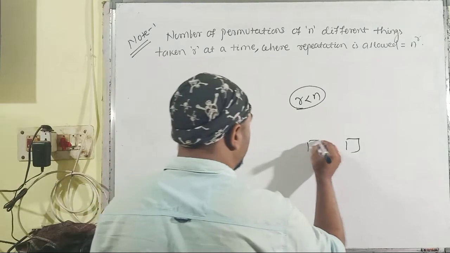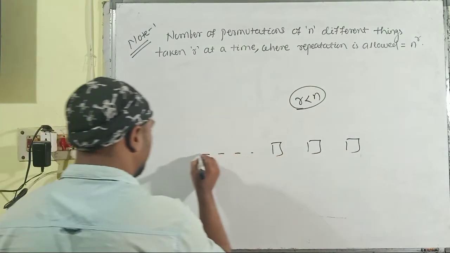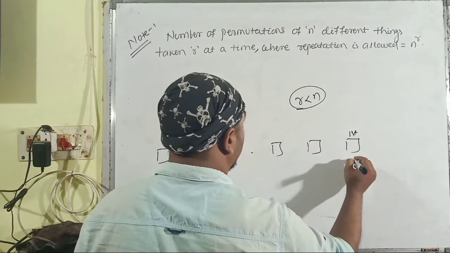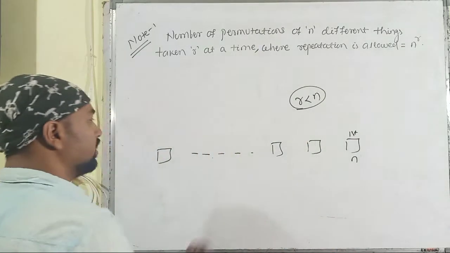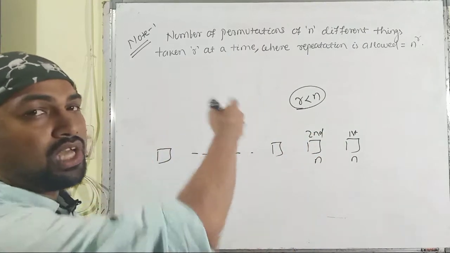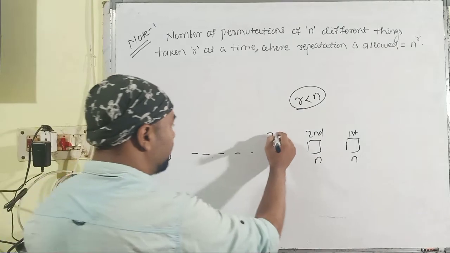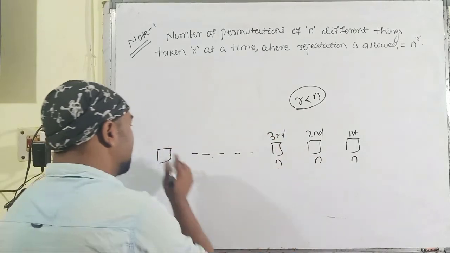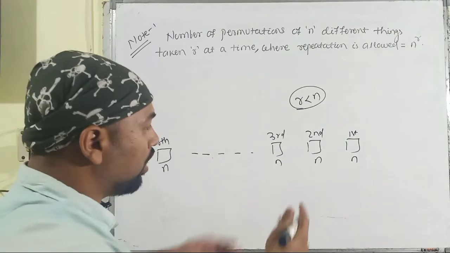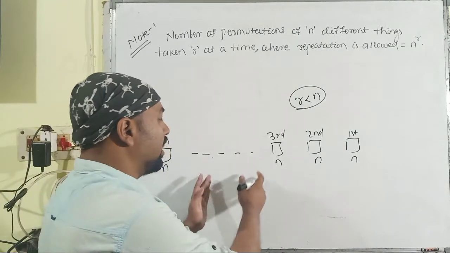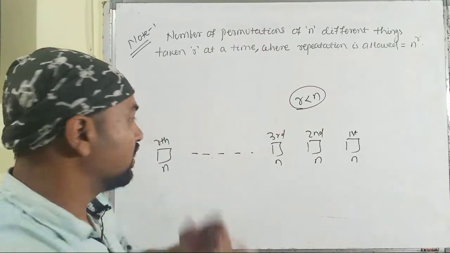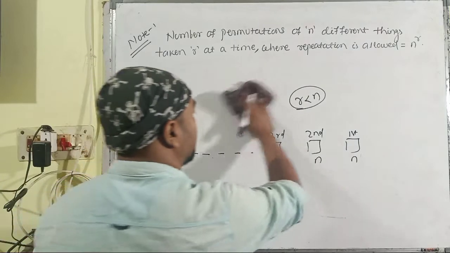So there are r number of places and n number of objects here. The first place can be filled up in n number of ways. The second place can be filled up in n number of ways again, because repetition is allowed. Then the third place can be filled up again in n number of ways. Similarly, the rth place can be filled up in n number of ways. So the multiplication of n, r times, is equal to n to the power r, and this is a very simple proof for the first corollary.